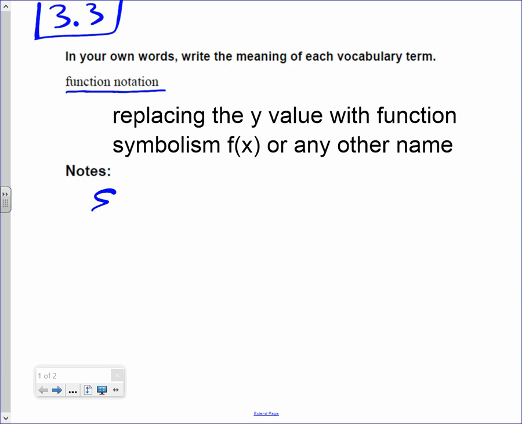Underneath notes, I'm going to put example. I'm going to make up a function off the top of my head, but making sure the function has a y and an x. Off the top of my head, y equals negative 5x plus 2. Write that down.